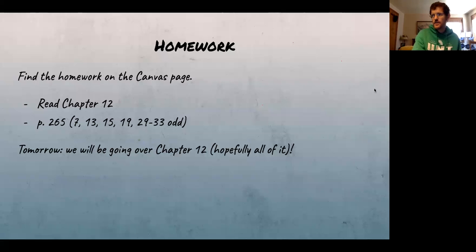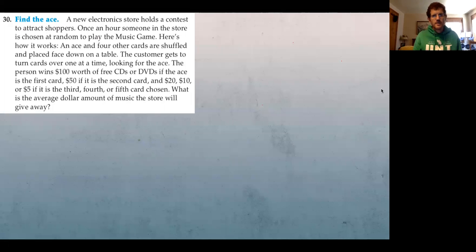Okay, and I'll go ahead and get started on the example from the book. Here's the situation. A new electronics store holds a contest to attract shoppers. Once an hour, someone in the store is chosen at random to play the music game. Here's how it works. An ace and 4 other cards are shuffled and placed face down on a table. The customer gets to turn cards over one at a time looking for the ace. The person wins $100 worth of free CDs or DVDs if the ace is the first card, 50 if it's the second, and 20, 10, and 5 for third, fourth, fifth. What is the average dollar amount of music the store will give away?